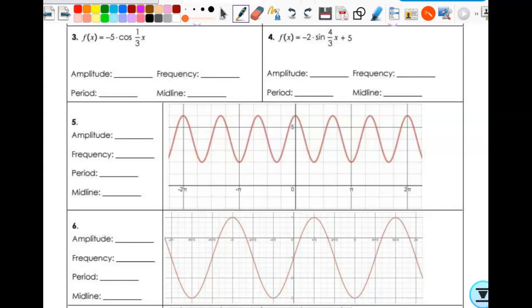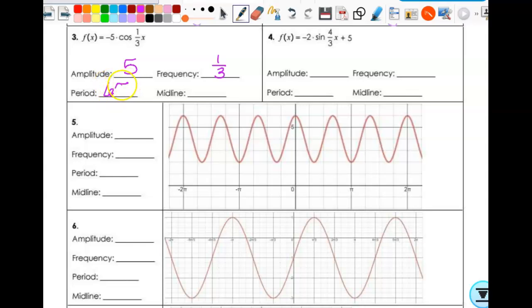All right, what do we think the amplitude is? -5 or +5? +5. It's always the absolute value. What is that negative going to do? What does the negative always do? Reflect. And would I reflect in the x or y axis with that negative? Reflect in the x axis. Very good. All right, so what's my frequency here? Frequency is b. Yeah, it's 1/3. Okay. Which means the period is what?